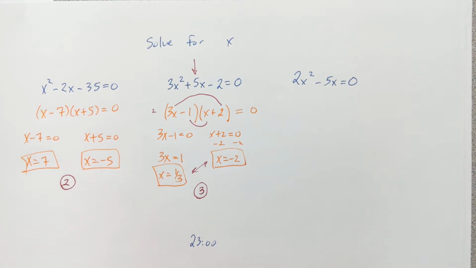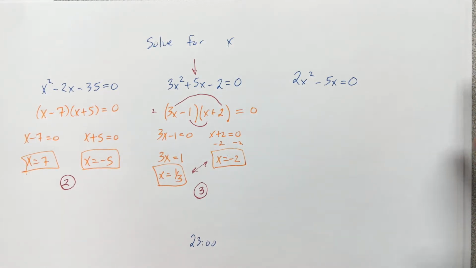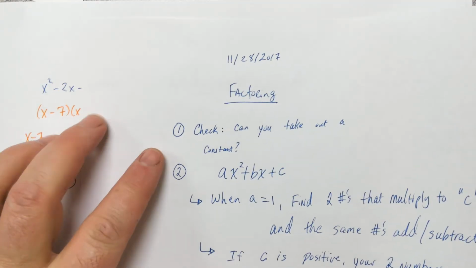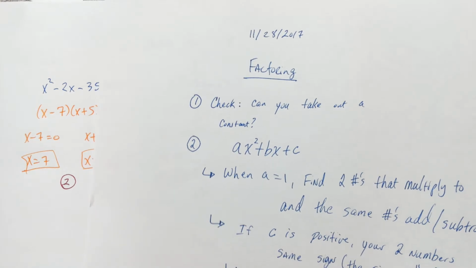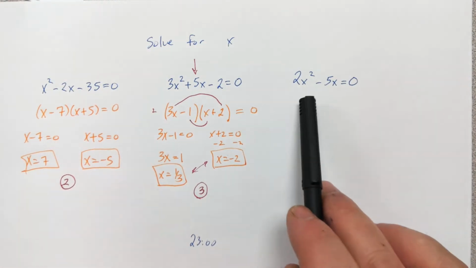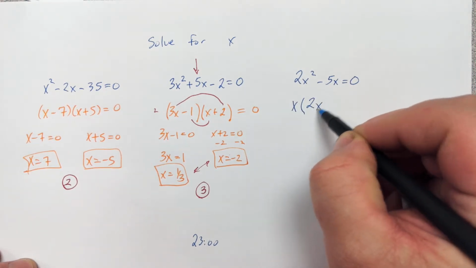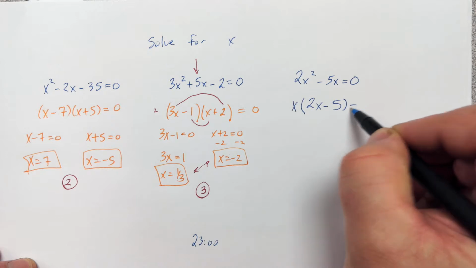Yeah, check this one out. You just need some experience with this kind. You remember our factoring cheat sheet, our things to check for factoring? Remember, the first thing you want to see is, can you take out a constant? Is there something in all of the terms that you can remove? Well, here there is. There's an x. You can take out an x and then you're left with this. Do you see?